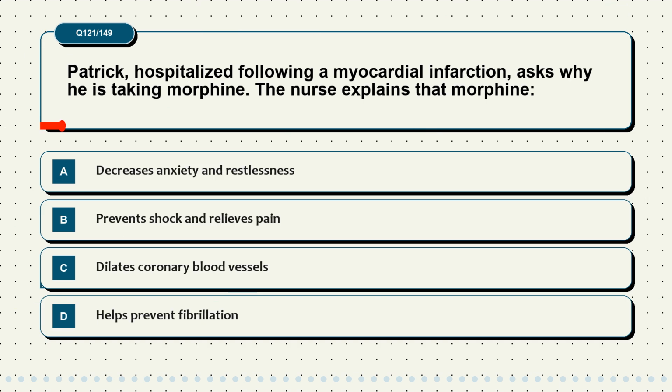Question 121. Patrick, hospitalized following a myocardial infarction, asks why he is taking morphine. The nurse explains that morphine. Here are the options. Option A. Decreases anxiety and restlessness. Option B. Prevents shock and relieves pain. Option C. Dilates coronary blood vessels. Option D. Helps prevent fibrillation.